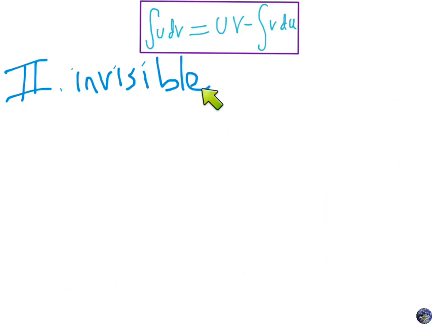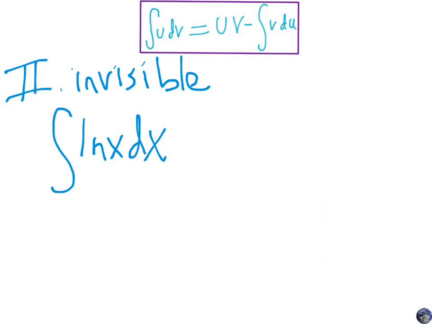Let's look at the second type of sneaky application of integration by parts. That's what I call the invisible part. Let's take a look at this problem: the integral of the natural log of x. You might be tempted to think, oh, that's just 1 over x. But that's actually the derivative, right? This is the integral of natural log x. You haven't seen this before. And it turns out this is an integration by parts problem.